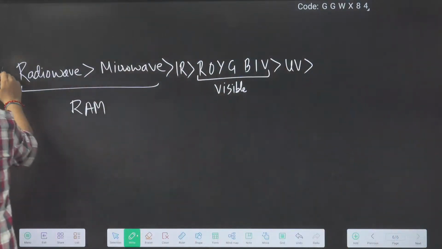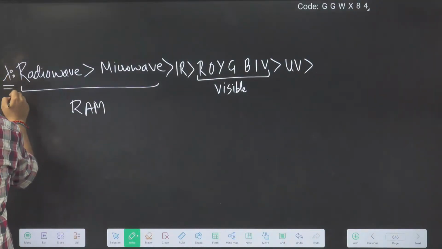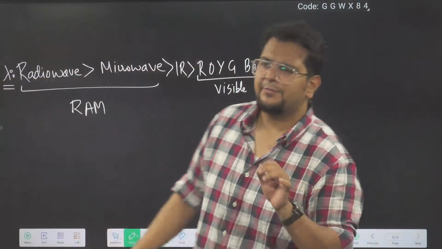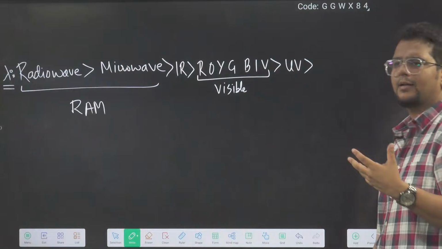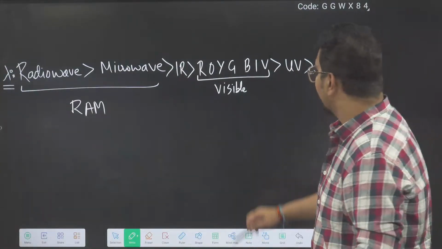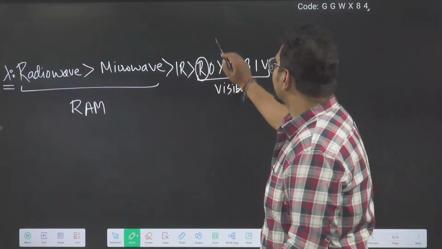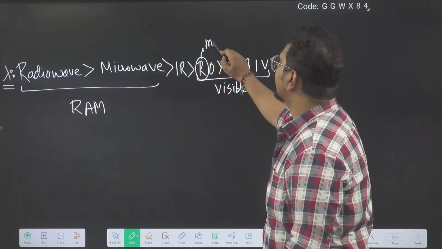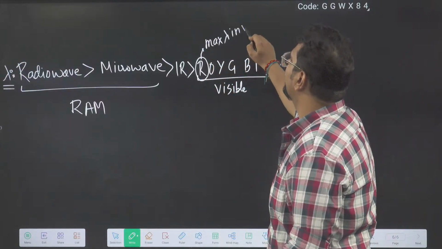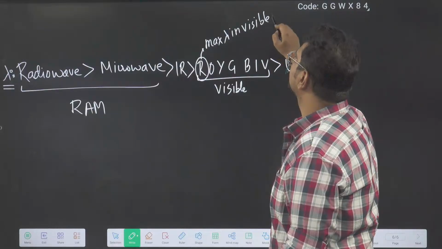This I am writing is the order of wavelength, the order of lambda. Radio wave has maximum, then microwave, then IR, then visible, Vibgyor. In the visible region, red has the maximum wavelength.